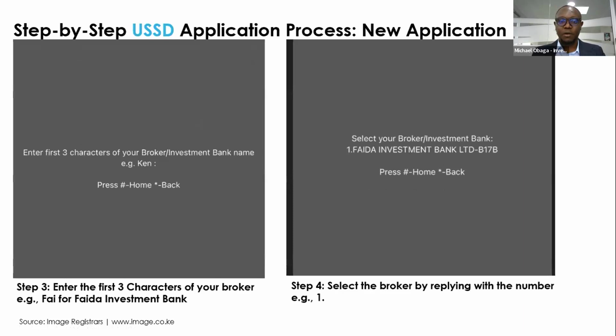Now, once you move on, assuming you're a new applicant, then you need to choose the first 3 characters of your broker. In this case, your broker is NCBA Investment Bank, right? So NCB should be the first 3 characters you need to enter, so that now it can give you the options. Now, in case you enter NCB, then you have 2 options that pop up on your screen.